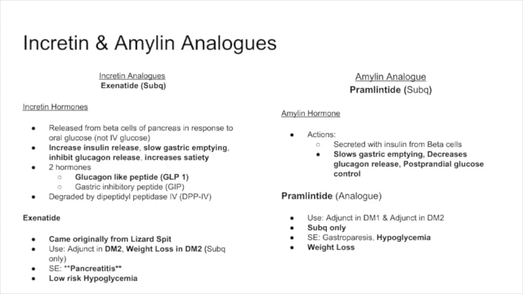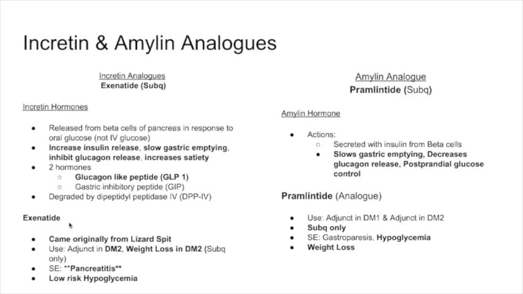They kind of tell the body, hey, I've had enough food, slow down on feeding me. I'm going to digest all of this food first. And these hormones come in two flavors. The first one is glucagon-like peptide, GLP-1, and then the other one is gastric inhibitory peptide. As the names imply, these slow gastric emptying. These hormones are degraded by dipeptidyl peptidase 4. This is an enzyme that degrades these hormones.